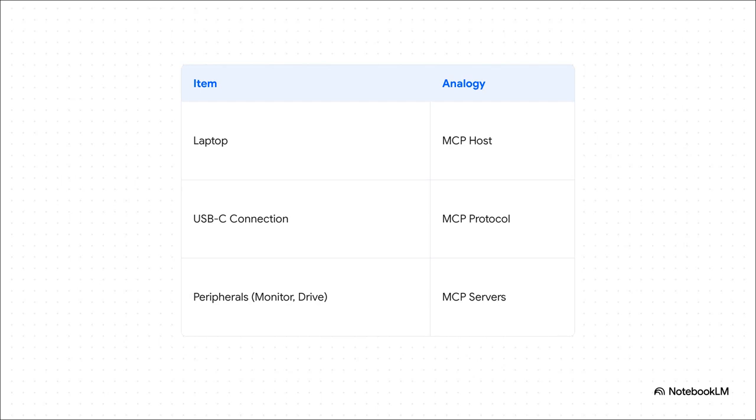Let's break that analogy down a bit, because it's a good one. In this scenario, your laptop, where the AI agent lives, is the MCP host. That universal USB-C port and cable, that's the MCP protocol itself. And all the different things you plug in, your monitor, your external hard drive, your phone charger, those are the MCP servers. They're the tools and services the AI can connect to. And the beautiful part is, it doesn't matter who made the monitor or the drive, they all just work.